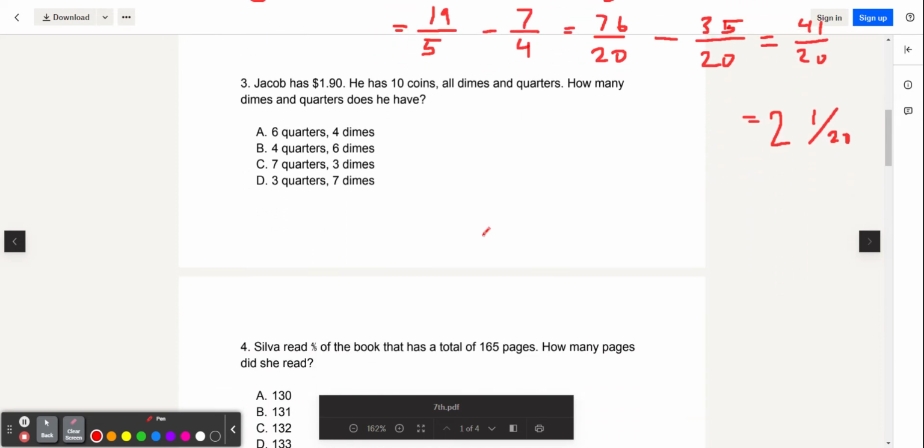our next question. Jacob has $1.90. He has 10 coins, all dimes and quarters, to equal this amount. How many dimes and how many quarters does he have?